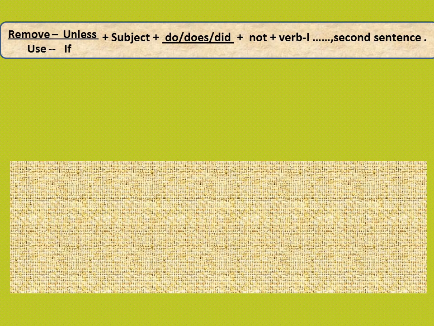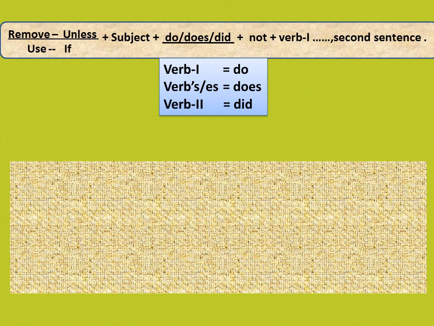Here we take the help of do, does, did. How to use do, does, did? Here is one chart. With the help of the first form of verb, we can write do if in the first sentence of condition.